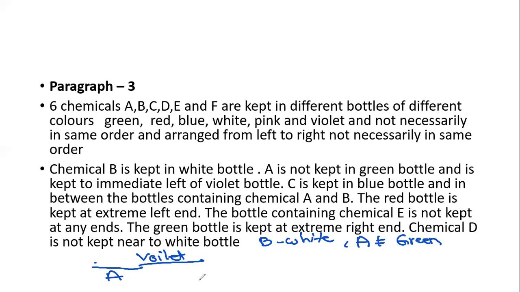C is kept in blue bottle and is between bottles containing chemical A and B. C is kept in blue bottle. So this is a direct condition. And one more thing, the bottle C is kept between the chemicals A and B. Means if C is kept between A and B, it can be ACB or it can be BCA, right? Yes or no? If C is in between A and B, you can write that as ACB or otherwise you can write that as BCA.